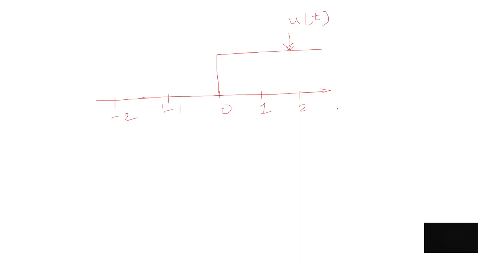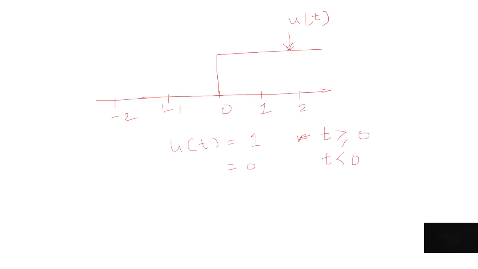Okay, let me plot a very good diagram of continuous time. 0, 1, 2, minus 1, minus 2. Understand why I write it like this: I cannot draw the infinite step response over here, and this is u of t. So u of t is going to be equal to 1 for t greater than or equal to 0, and it is going to be 0 for t less than 0.